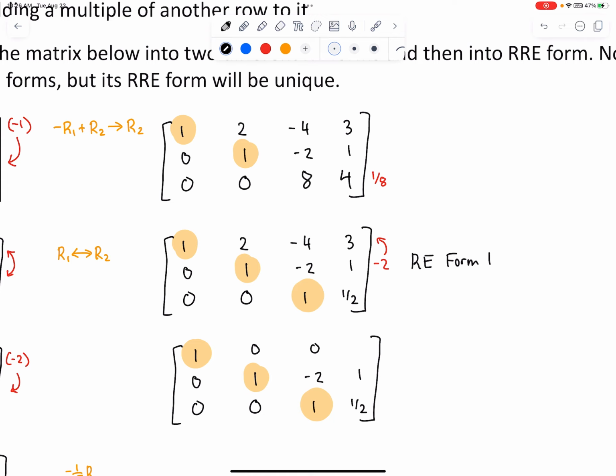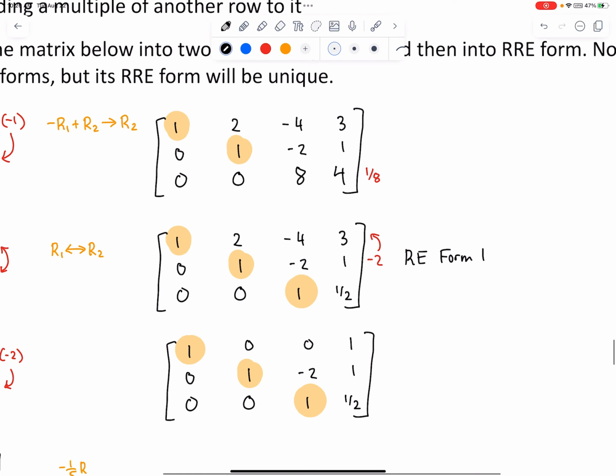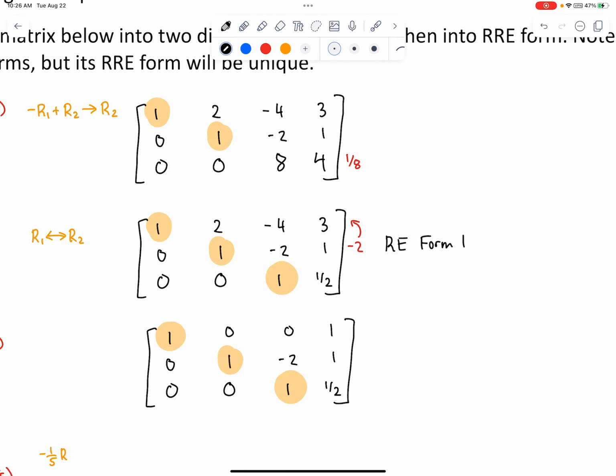Oh, that's kind of nice because I wanted a 0 there anyway. And then -2 times 1 is -2, and add it to 3 makes a 1. Now this technically is still in RE form, but it's not yet in RRE form. So we could say that this is our second example of being in RE form, because it satisfies the first 3 conditions still, but it doesn't entirely satisfy the 4th condition, because I do see a non-zero entry in a pivot column that needs to be addressed still.